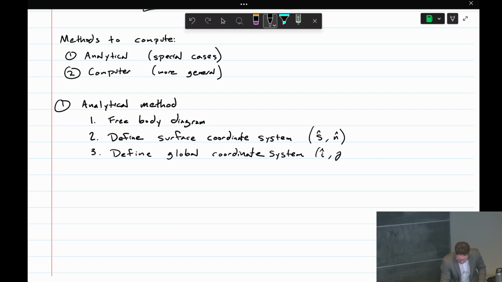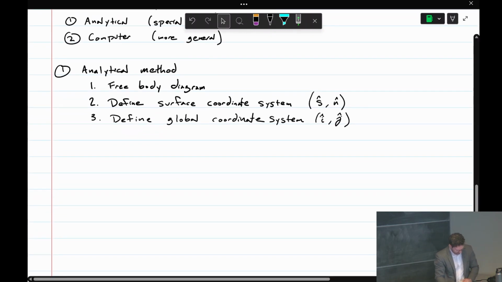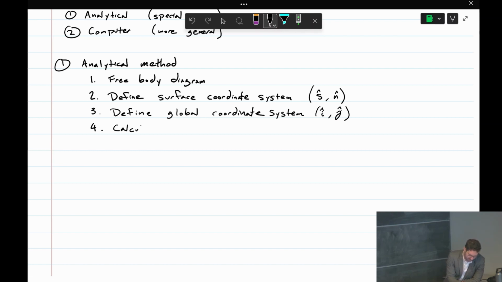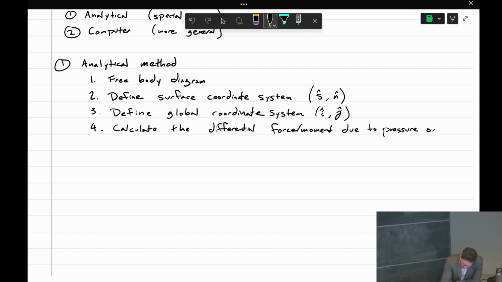Which is just our usual i hat, j hat. Then we're going to calculate the differential force or moment due to pressure on a surface element.